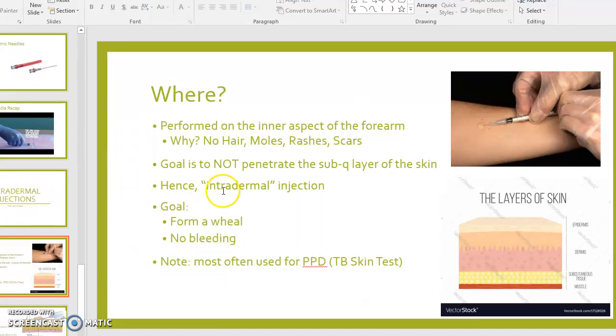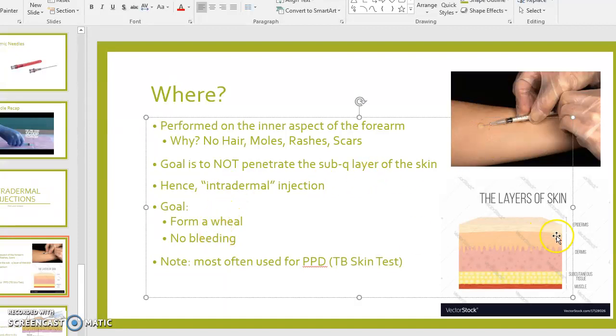We want to form what's called a wheal. A wheal, as you can see, is this little tiny bleb. It's also referred to as a bleb or a wheal. We want to get this little tiny thing popping up, where we can see the injection that we're giving underneath the skin. We don't want any bleeding, because remember the capillary beds are down here inside of this area of the skin. So we don't want to get too low. If there's any bleeding, that means we went too low. And we want to form the wheal.